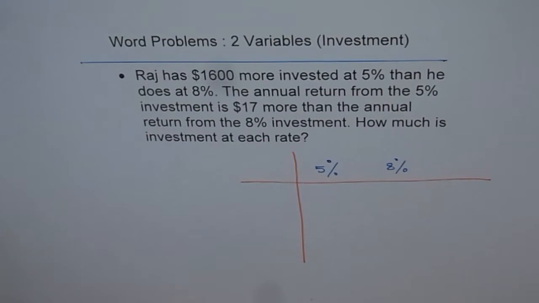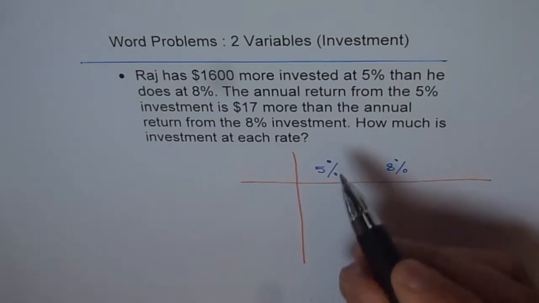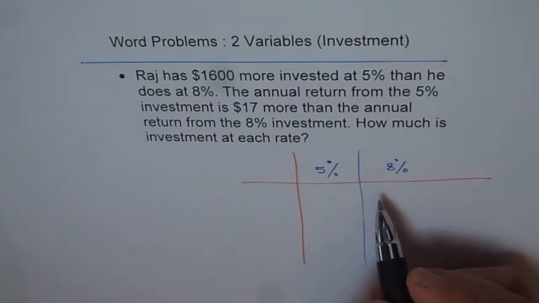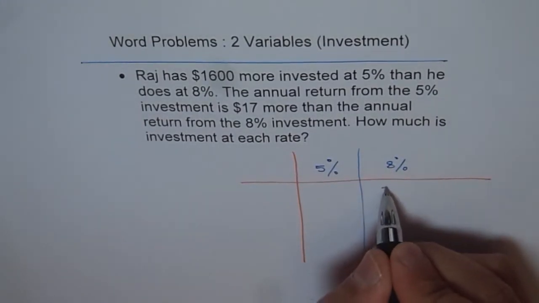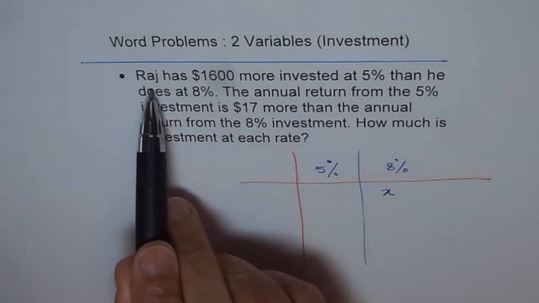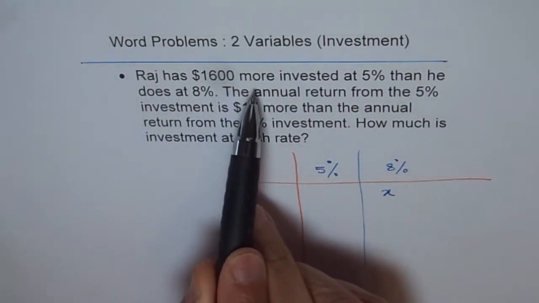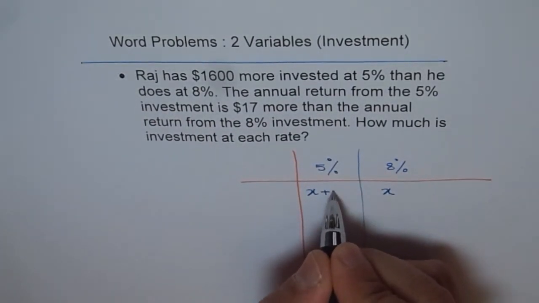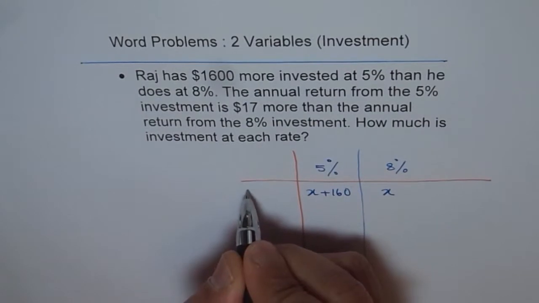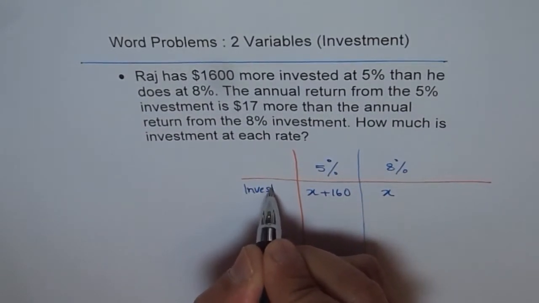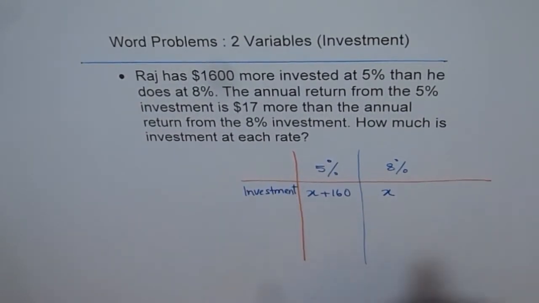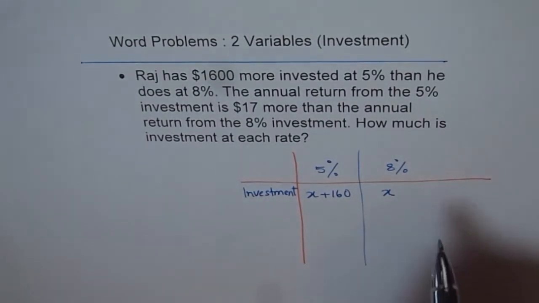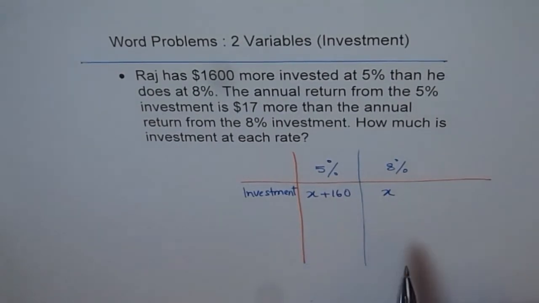Now in this table, let us assume that the investment at 8% is X. Let's say the 8% investment is X, right? So it says Raj has $1,600 more invested at 5%. So it'd be X plus 1,600. So this is the investment, right? In our formula, P equals, we'll talk about it later. Okay, so this is the investment.